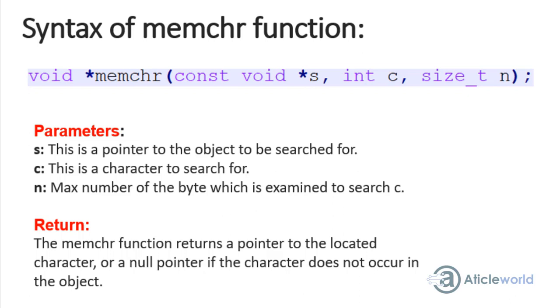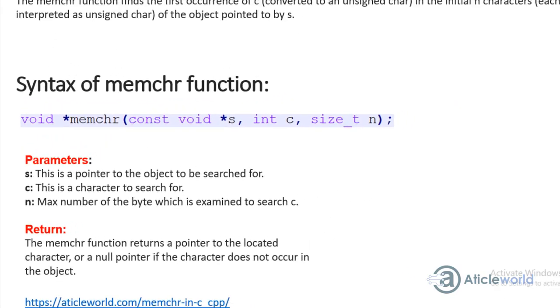If the character C does not occur in the source object S, then it will return a null pointer. So we must always validate the return value of memchr function. It prevents the segmentation fault. So let's see a small program to understand the working of the memchr function in the C programming.